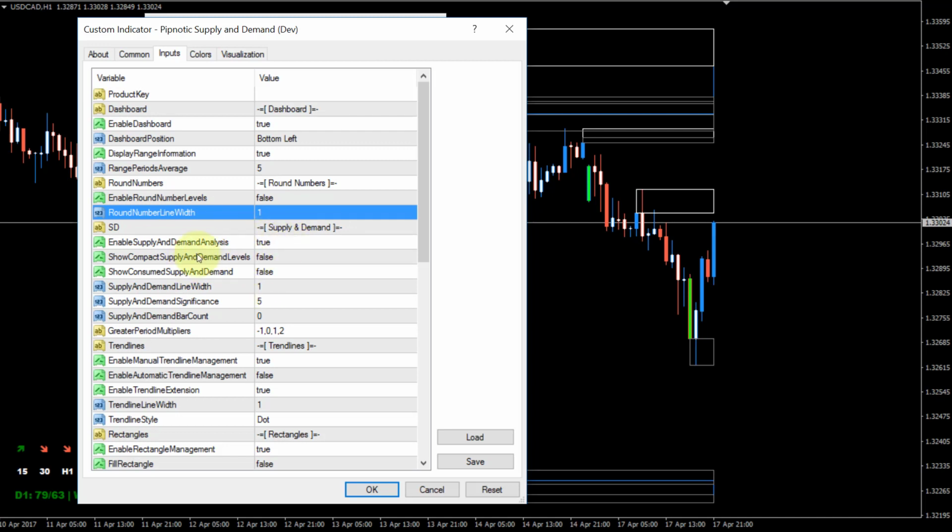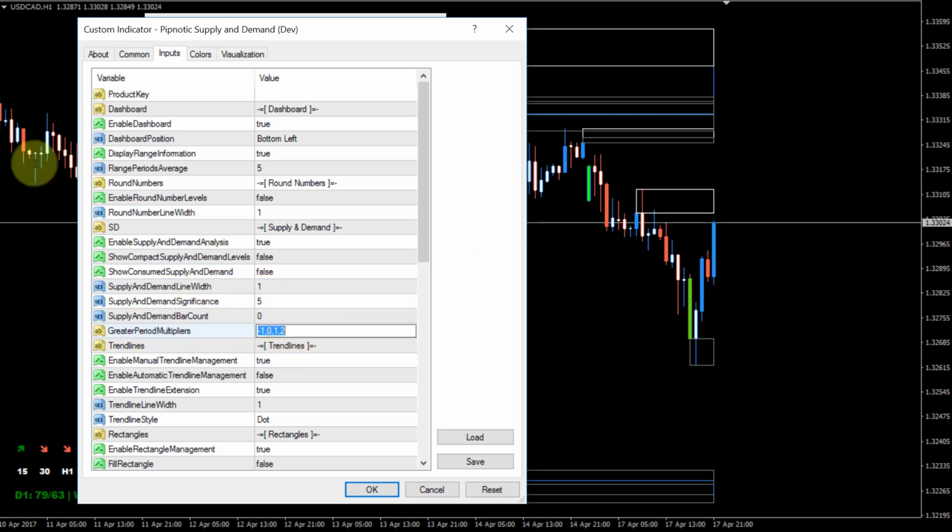But you can still use the compact and the consumed areas of supply and demand if you wish to do so. If you don't want to look at the rectangles, we have the significance and all the other settings that are still the same. And then we have the greater period multipliers here, which becomes even more important than ever. In the current configuration, you can see that I want to look at supply and demand one period smaller than the one I'm currently looking at, so -1. I want to look at the current period plus 1, and the current period plus 2.